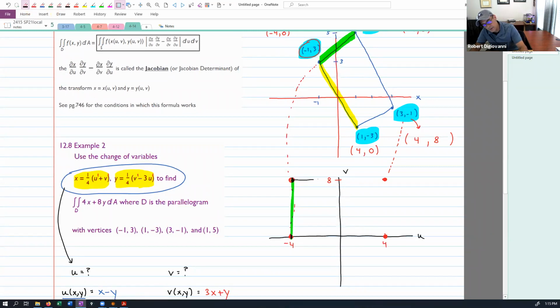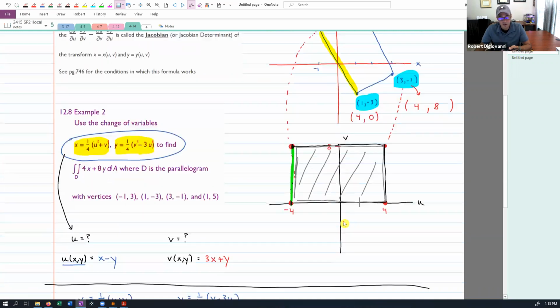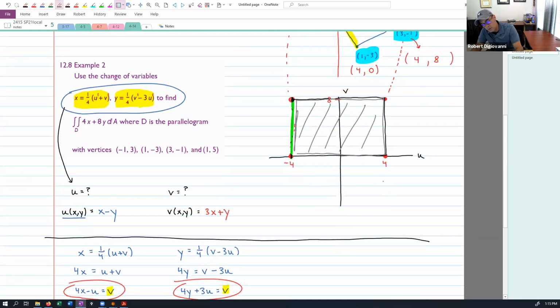And now what we have is this new region. Connecting them with lines because they're linear. This is our new region of integration. And what's great about this region of integration is that it's just your standard rectangle, isn't it? I can say that for this region, my u's are trapped between 2 constants, -4 to 4, and my v's are trapped between 0 and 8, right? Any questions?